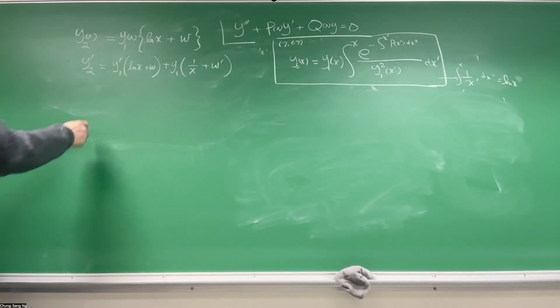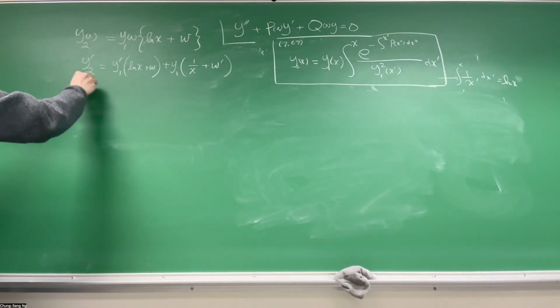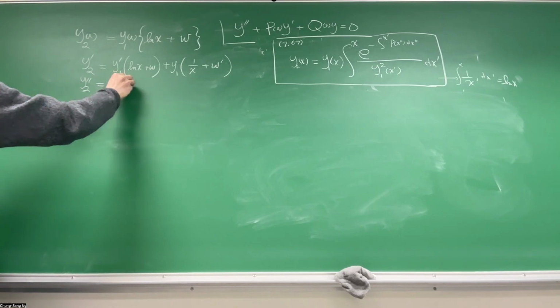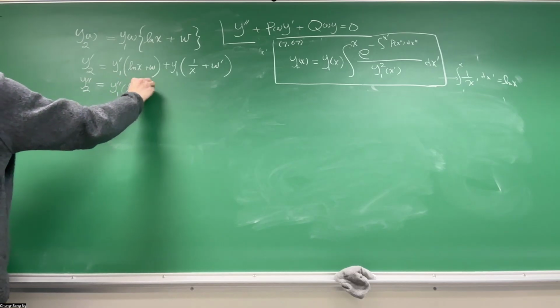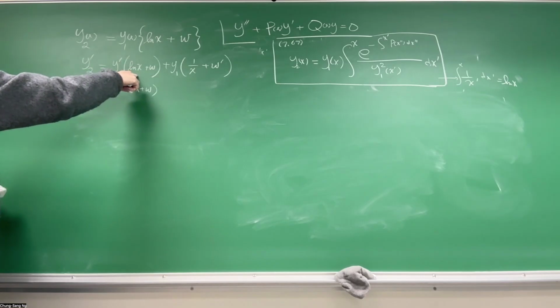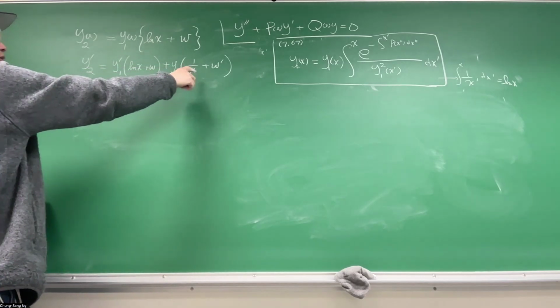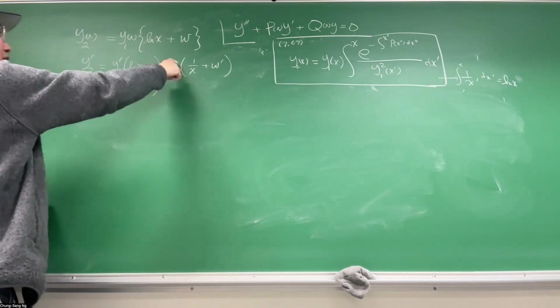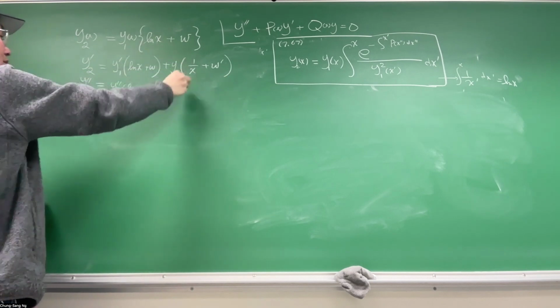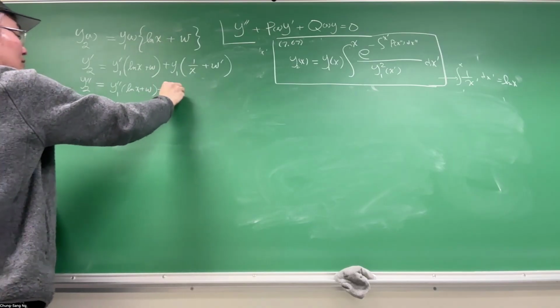And then y2 double prime now becomes three terms: y1 double prime times log x plus w. And then take the derivative of the second term, where you have y1 prime multiplied by the same factor. So altogether, you have two y1 prime.